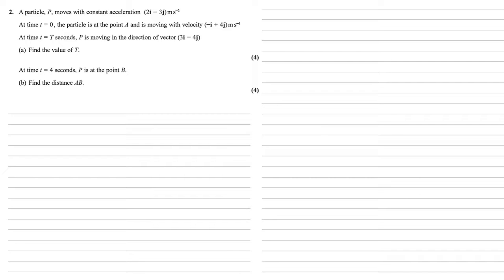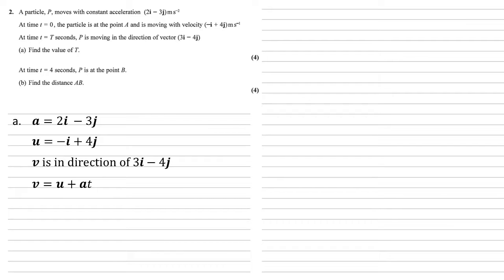So let's have a look at what we know. We know that the acceleration is 2i minus 3j. We know that the initial velocity is minus i plus 4j. And we know that the final velocity is in the direction of 3i minus 4j. And we're trying to find a value of t. So our formula is going to involve a, u, v and t. So we're going to use v equals u plus at.